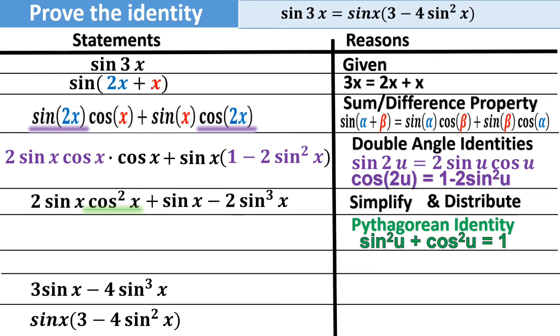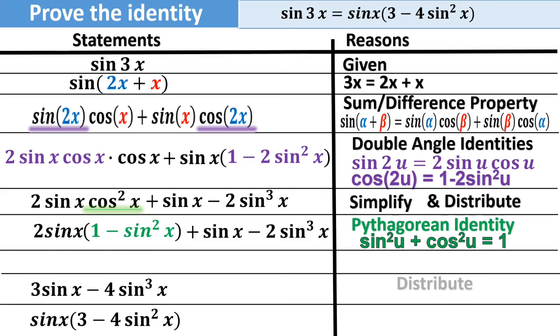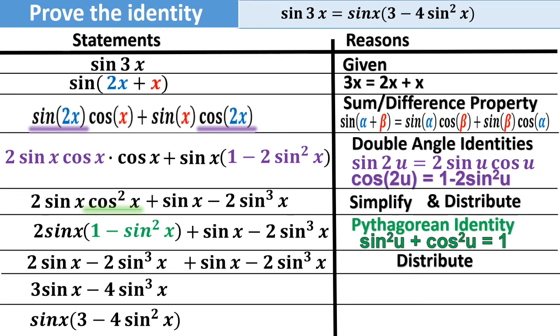Making that substitution, I get everything else will stay the same. I will distribute 2 sine x and everything else will be the same.